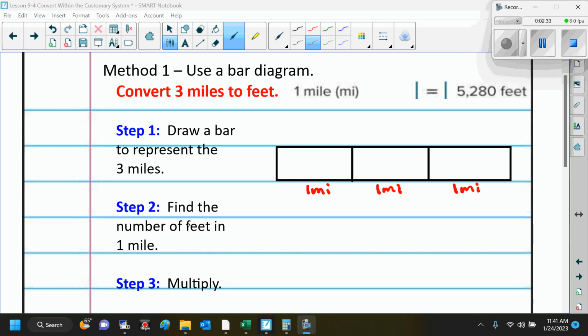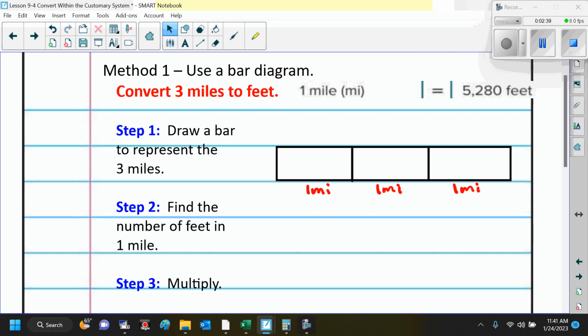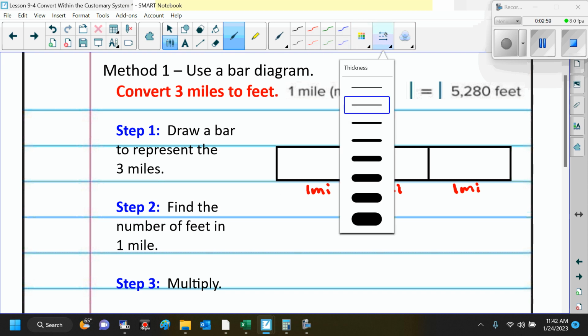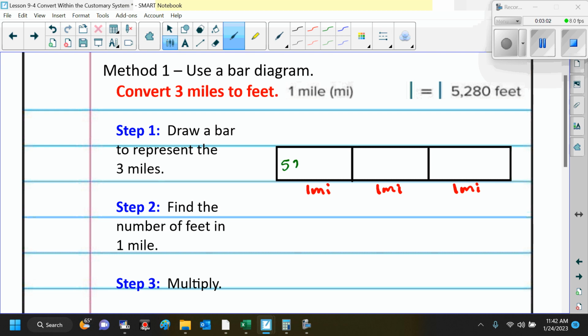Then step 2 is to find the number of feet in 1 mile. I have it right here, and you will just look at your conversion chart. You'll see in your conversion chart that 1 mile is equal to 5,280 feet. So in each one of these boxes, and I'm going to make this a little thinner so it'll fit, we have 5,280 feet here. We have 5,280 feet here. And we have 5,280 feet there.